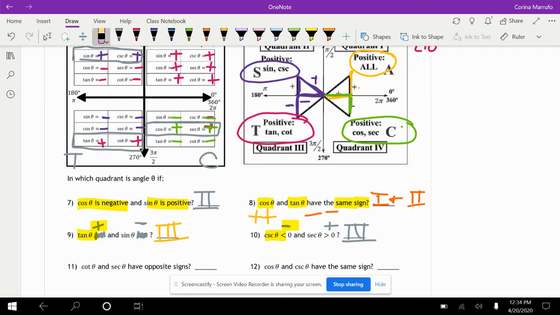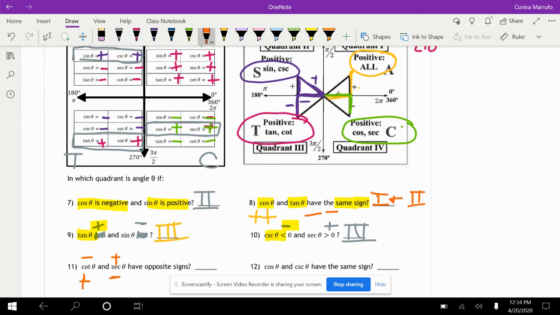All right, now the next section wants to know when cotangent of theta and secant of theta have opposite signs. Okay, so opposite signs, that means that either cotangent is going to be negative and secant is going to be positive, or when cotangent is positive and secant is negative. So that's what we're looking for.